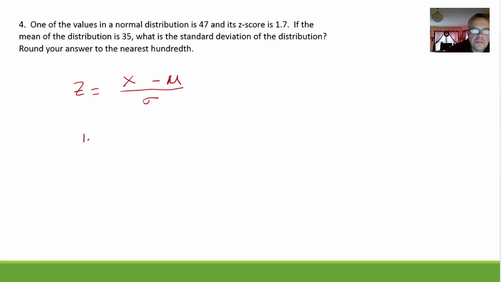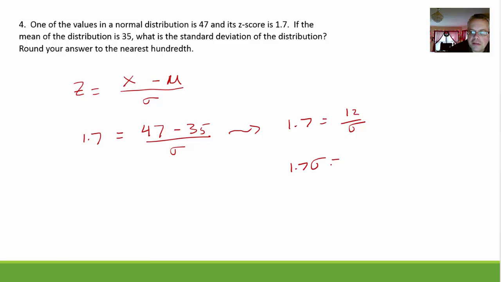The z-score is 1.7. The data value is 47. The mean is 35. And the standard deviation is what we don't know. Okay, so let's simplify this a little bit. 1.7 equals 12 over sigma. If we cross multiply, we get 1.7 sigma equals 12, or sigma is, I believe, 7.06. Or if you said 7, that was close enough for me.